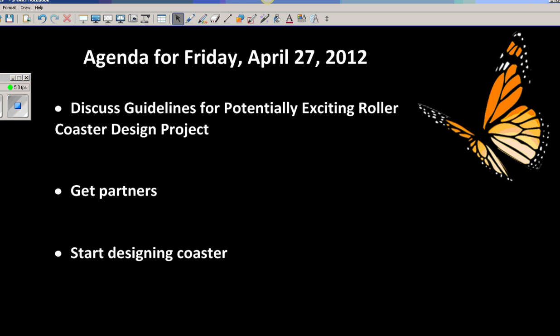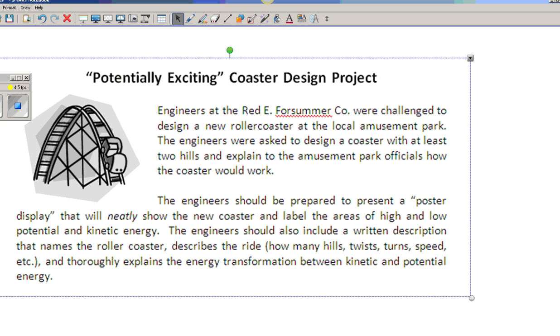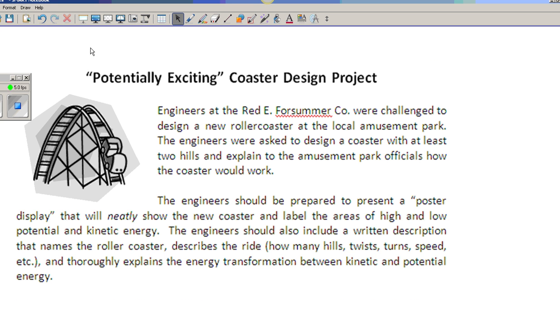So in front of you, let's take a look at your potentially exciting coaster design project handout that your guest teacher has handed out to you today. Okay, so everybody should have the potentially exciting coaster design project in front of their face. Okay, so let's talk about these guidelines, the scenario.